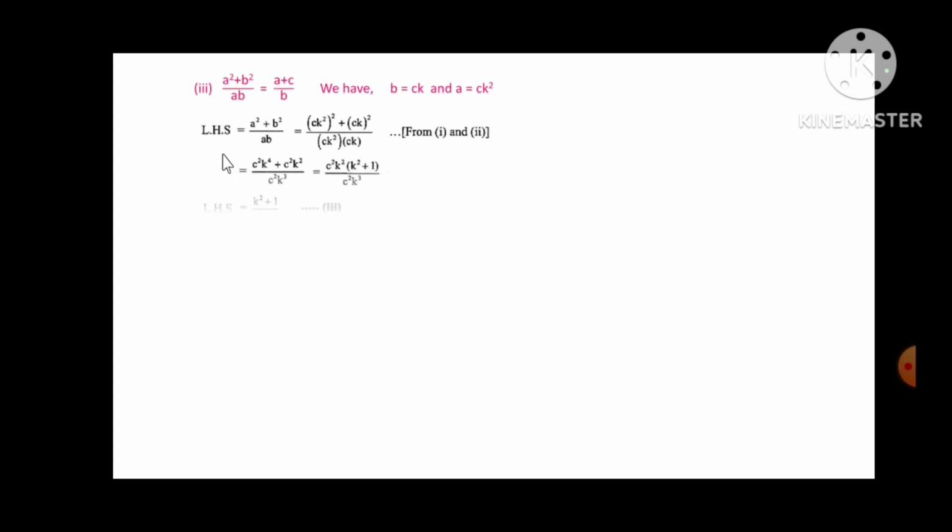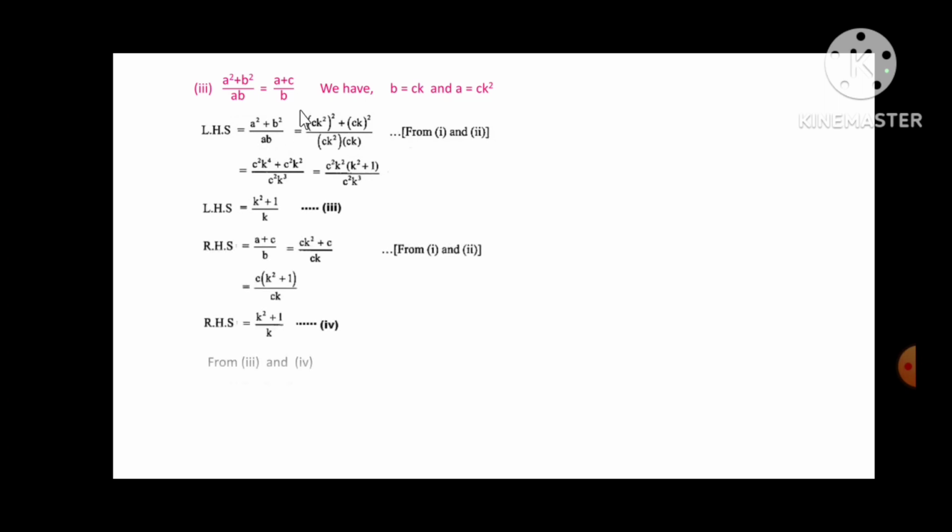This is the third one: (a² + b²)/ab = (a + c)/b. Friends, we know that b = c·sec θ and a = c·sec²θ. So LHS, that is (a² + b²)/ab. Put the values: a = (c sec²θ)² plus b² = (c secθ)², and at the denominator, c sec²θ into c secθ.